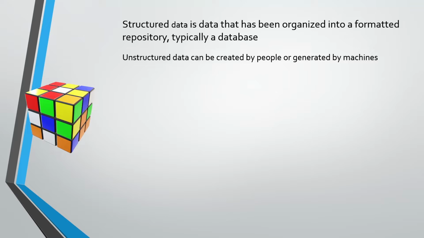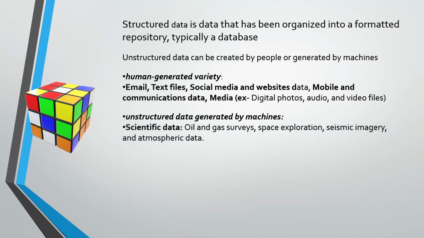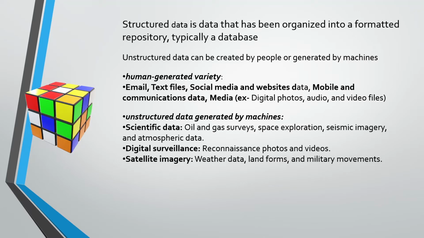Now let's go a little deeper and find out what unstructured data is. Human-generated data includes mail, social websites, mobile numbers, digital media, photos, audio, video, you name it. There are hundreds. Unstructured data generated by machines includes scientific data, digital surveillance data, satellite imagery data. These are just examples I am giving you.